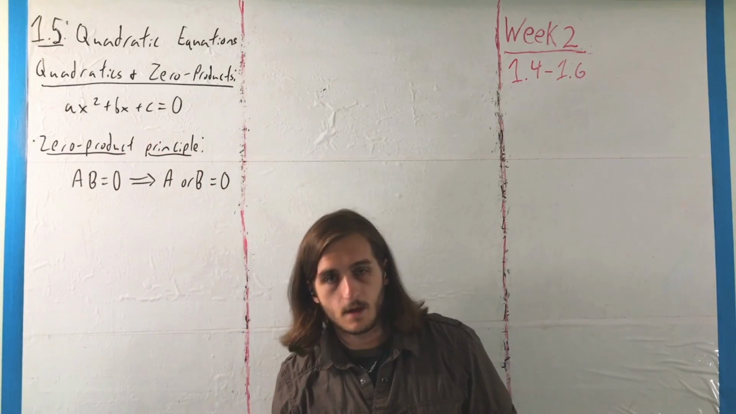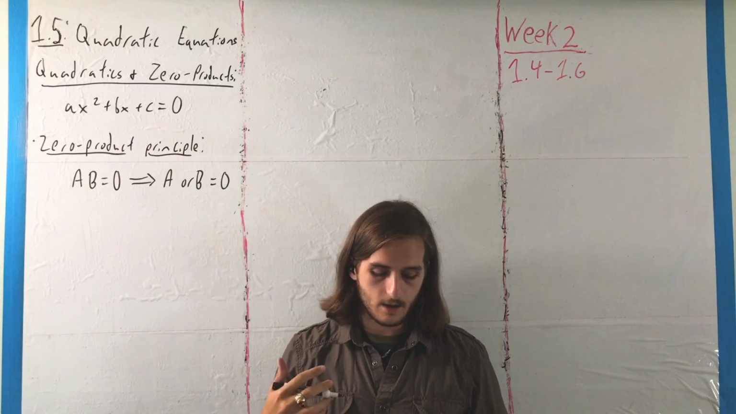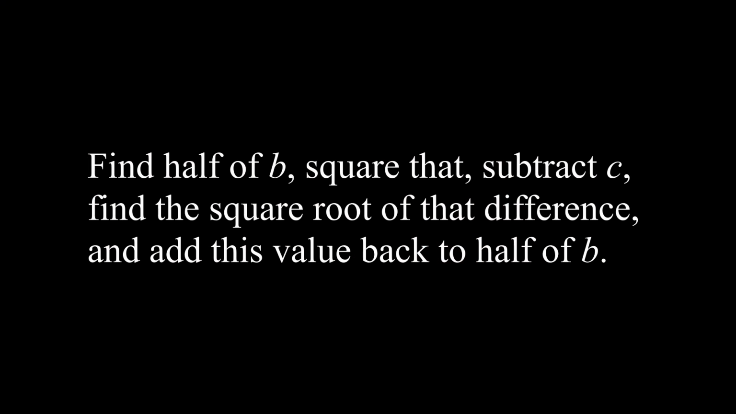And in particular, the solution they had followed an algorithm, where what they did was find half of the value b, then squared that, subtracted c from that value, found the square root of that whole quantity, and then added that back to half of b.